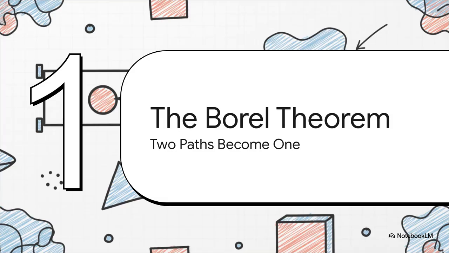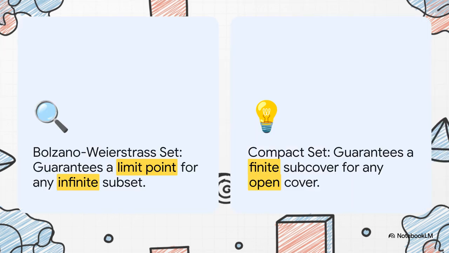Okay, so we've established a one-way street. The path of compactness leads directly to the Bolzano-Weierstrass property. But the big question is, can we go the other way? Does the clustering property imply the covering property? Well, under the right conditions, the answer is a huge yes. So does clustering imply covering? Not always, but it does in spaces that are, let's say, well-behaved.